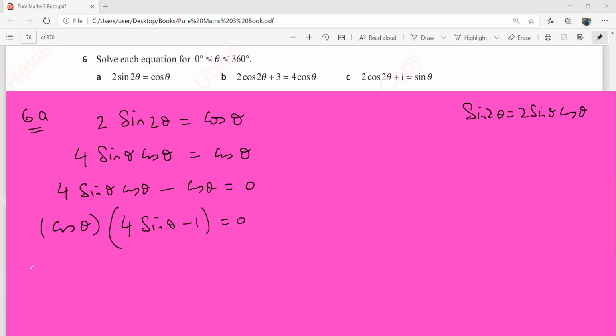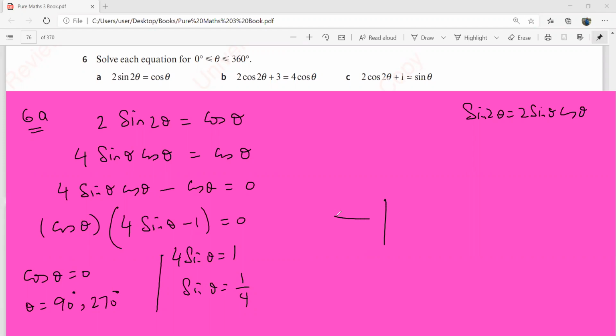So you have two relations from here. One is cos theta equal to 0. Let's solve that. Cos is 0 at 90 and 270. And then the other relation is 4 sine theta equal to 1, and your sine theta is going to be 1 over 4. You quickly mark the quadrants where it is going to be.